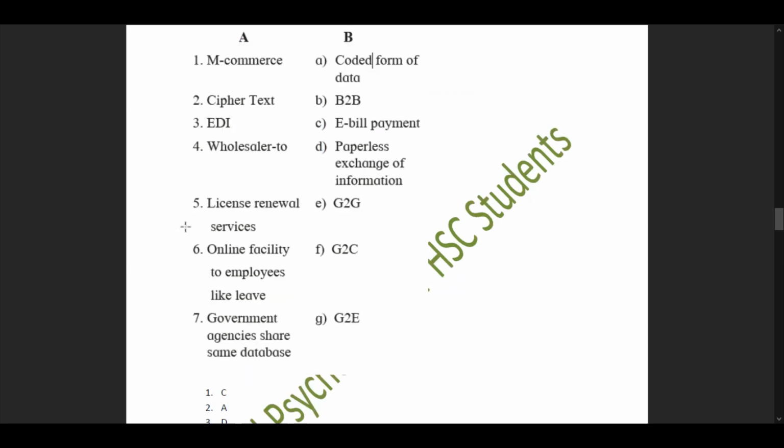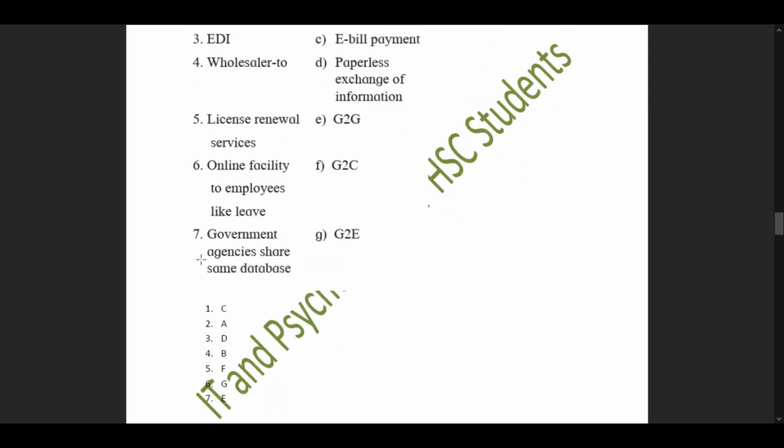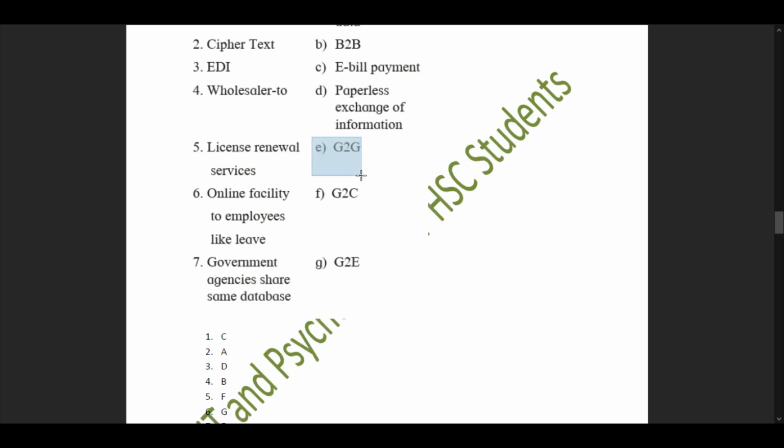Then we move forward to our fifth one, license renewal services. This matches up with being our G2C, F. So then we have our sixth one, online facility to employees like leave. This matches up with the G part, that is G2E. Then we have our seventh one, government agencies share same database. This matches up with G to G.